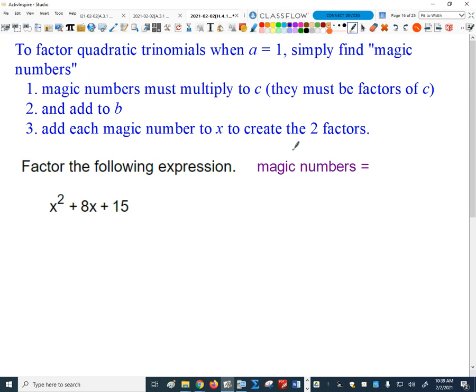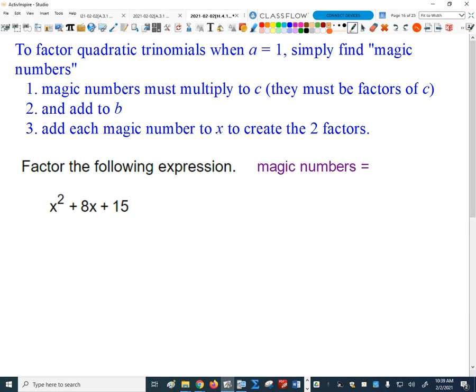All right. So now let's remind ourselves how we deal with simple quadratic trinomials. When a is equal to 1, it's a piece of cake. Either it factors easily or it doesn't, right? This is where we just want to find what I call magic numbers. We want to find magic numbers that multiply to c and add to b. So this is in the form ax squared plus bx plus c, right? So b is 8 and c is 15. Can you guys come up with magic numbers that work here? Multiply to 15 and add to 8. What are they?